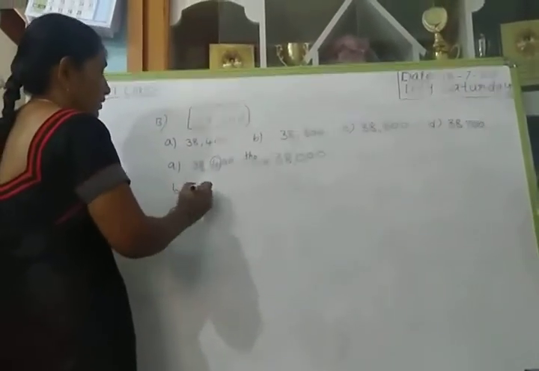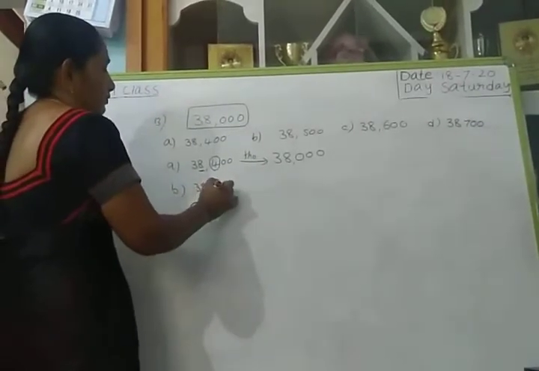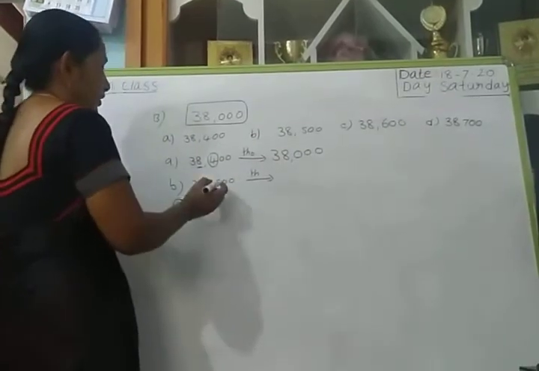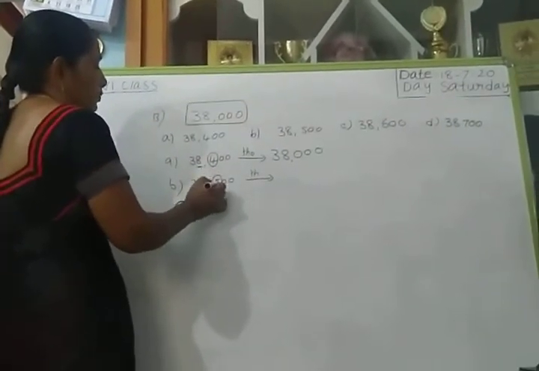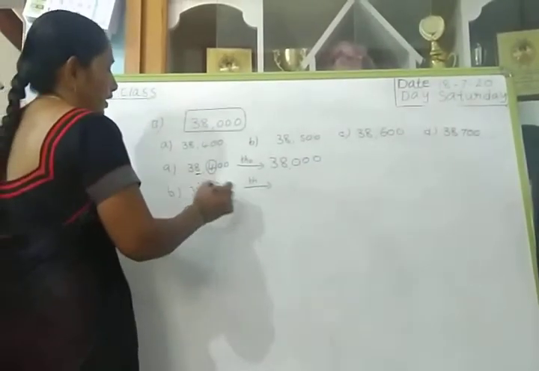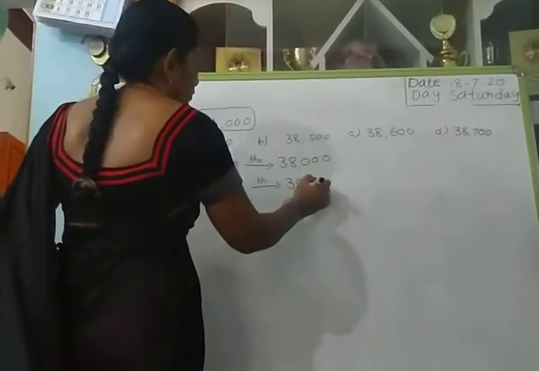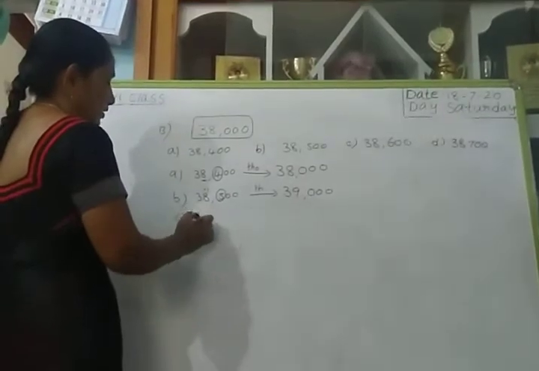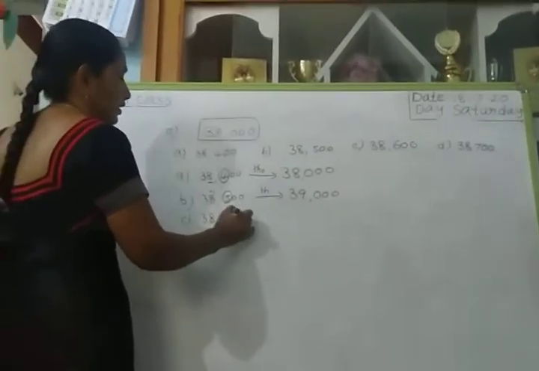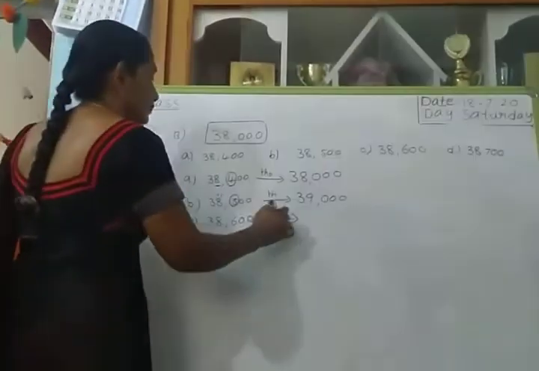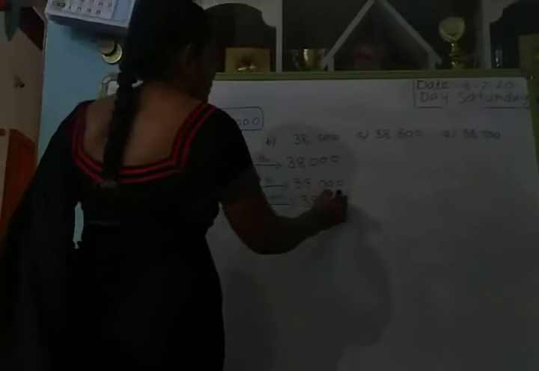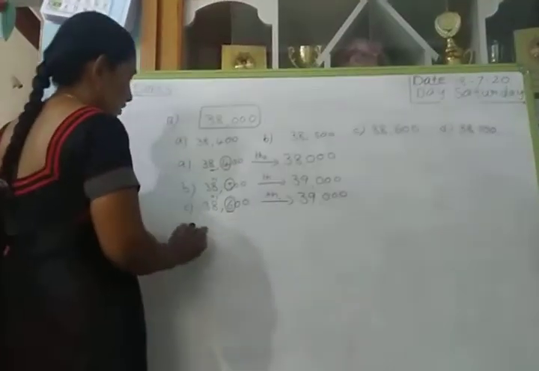If you check option B, 38,500. Here the hundreds place has 5. So we have to add 1 to the thousands place. So it will become 39,000. Option C, like this it is also 38,600. So here the hundreds place 6 is there. So we have to add 1 to the thousands place. You will get 39,000 here also.